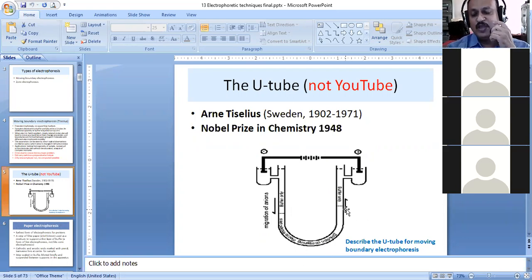How are they going to move? The positively charged components in the sample will move to the negative electrode here, and the negatively charged components will move towards the positive electrode, isn't it? And then we are going to place the camera. Where are we going to place the camera? Can you see my cursor? Somewhere here, this side, at the center.